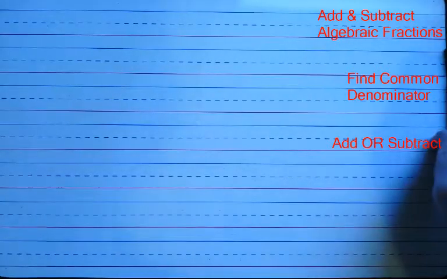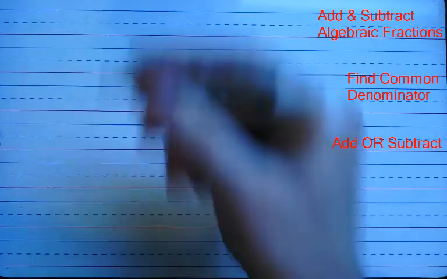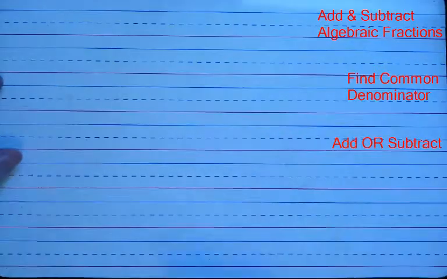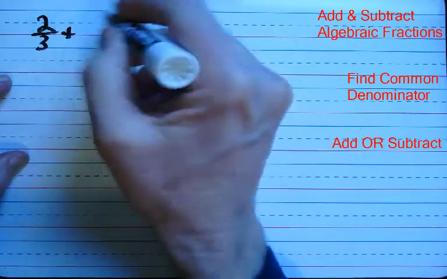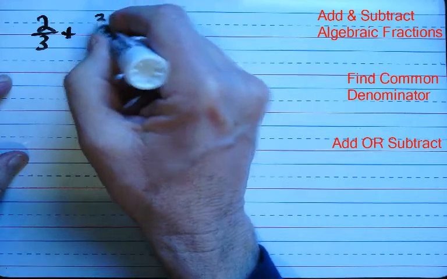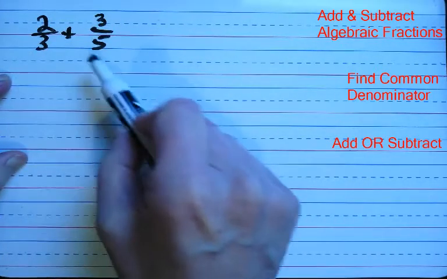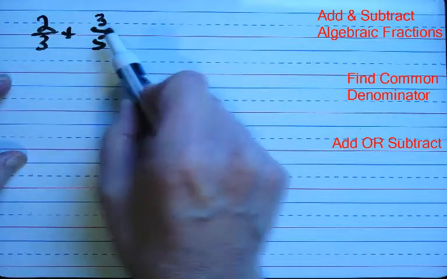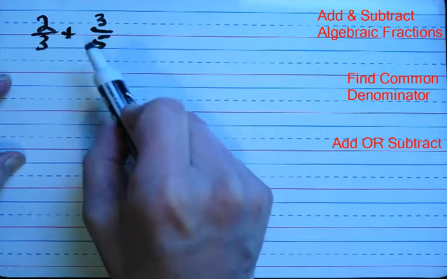Okay, we are adding algebraic fractions. How about that? It's just like back in 5th grade when you were adding fractions, 2/3 plus 3/5, right? You have to make common denominators. You can't add them together and say, oh, I'll just add the tops and add the bottoms. That doesn't work. You have to make common denominators.